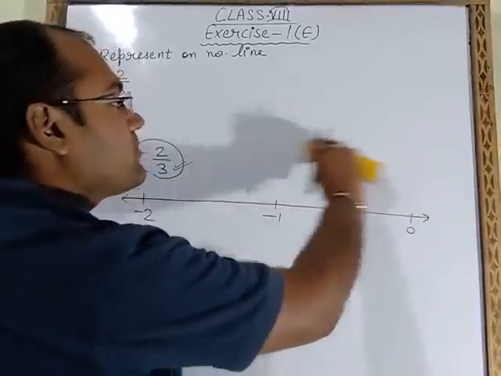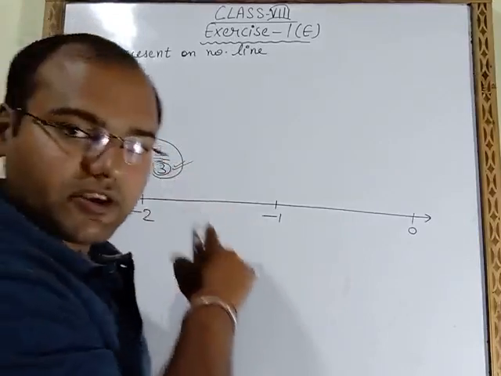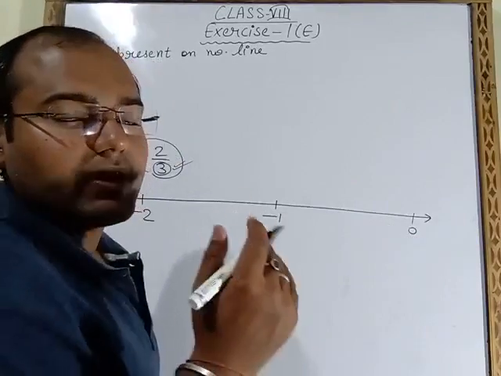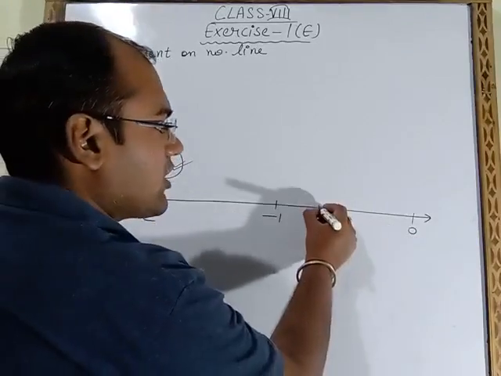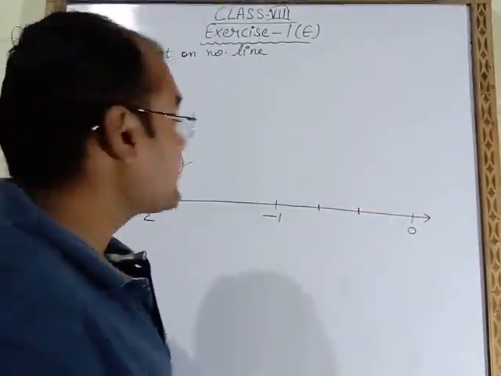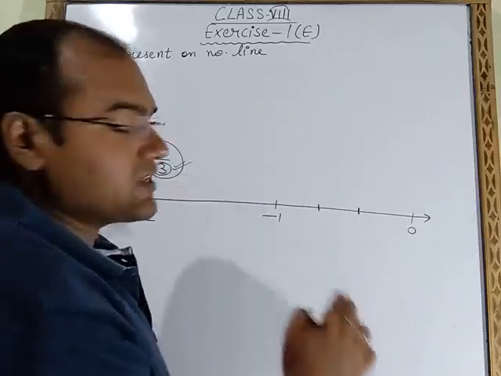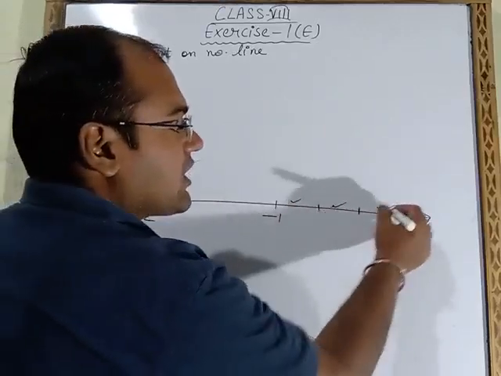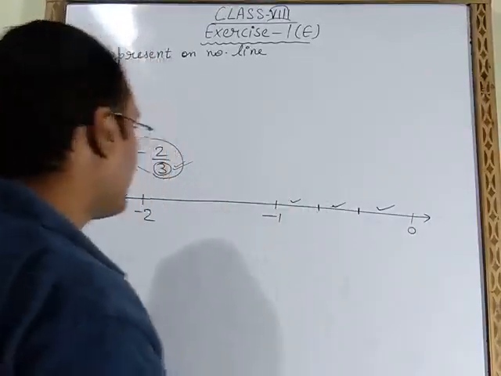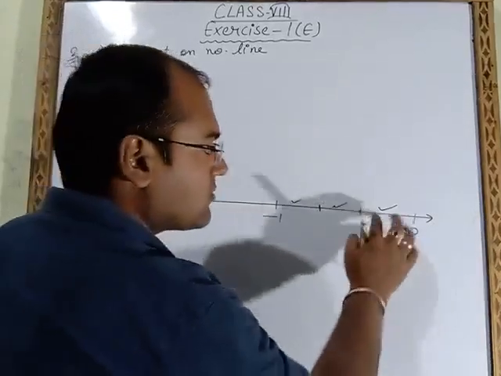Now what you have to do, in the denominator what is given? In the denominator 3 is given. That's why between 0 and minus 1 you have to make 3 divisions. In order to make 3 divisions, you have to put 2 marks. What I said? In the denominator 3 is given. That means we need 3 divisions. In order to make 3 divisions, we have to put 2 marks. Now what you have to do? Minus 2 upon 3 you have to show. This is 0.